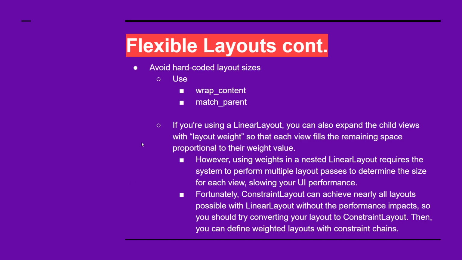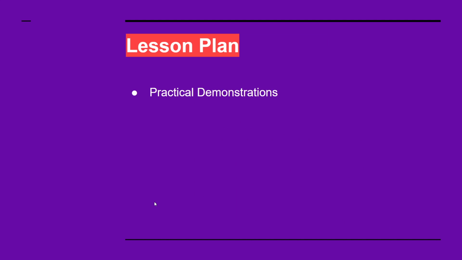The next bullet point says if you're using linear layout, try to use the layout weight. But the next two bullet points say, as much as possible, try to use constraint layout instead of linear layout and other layouts, because constraint layout is the one which is recommended for flexible layout. As usual, we'll be doing practical demonstration. So now let's go and look at the practical app.